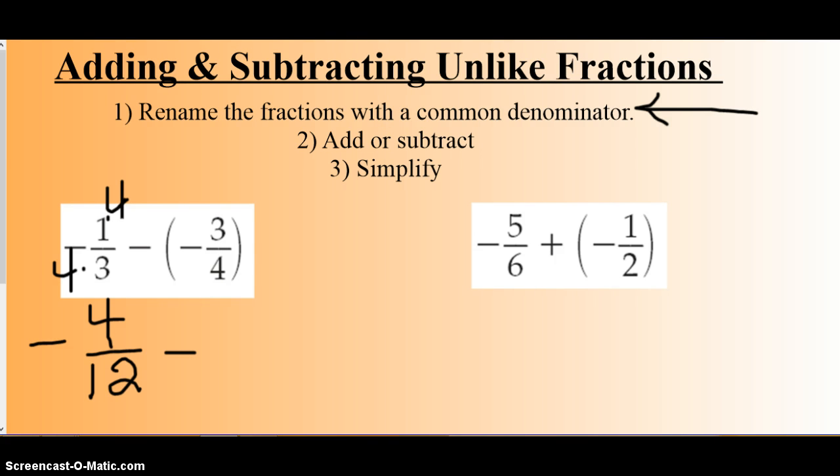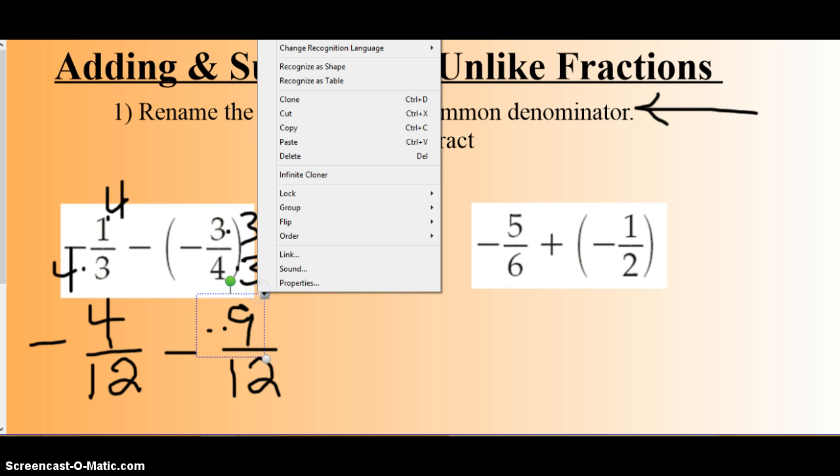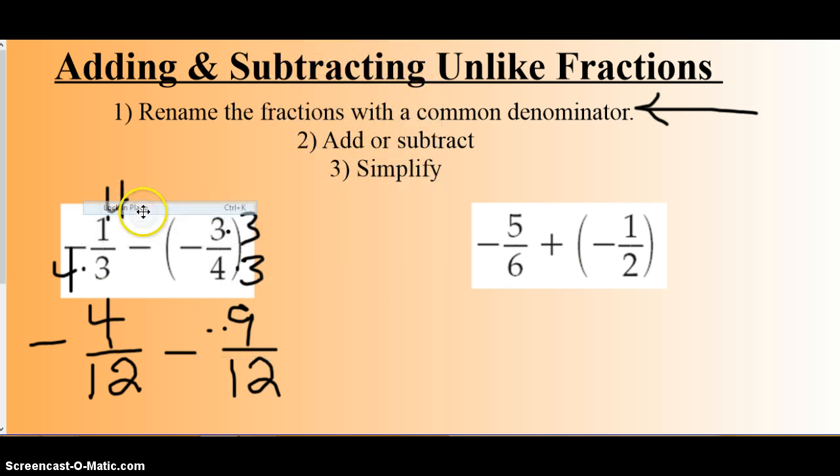We are subtracting a negative 3/4, but remember, we want to get this into 12. 4 times 3 is 12. So therefore, we need to do 3 times 3, which is 9. And this is a negative 9/12. Look at that. So we got a negative 9/12. And what we're going to do is do what's called adding the opposite. If you remember back from our integers unit, we don't really subtract, we add the opposite when we have integers. So we've got a negative 4/12 plus a positive 9/12.